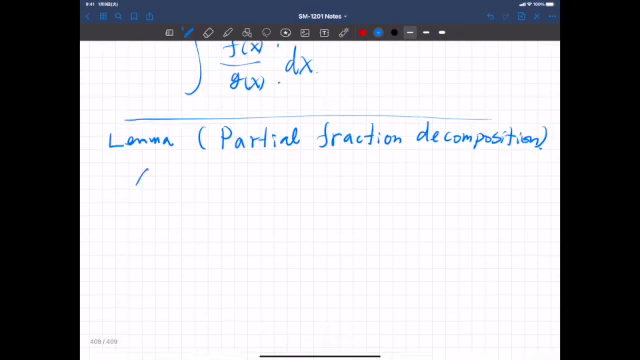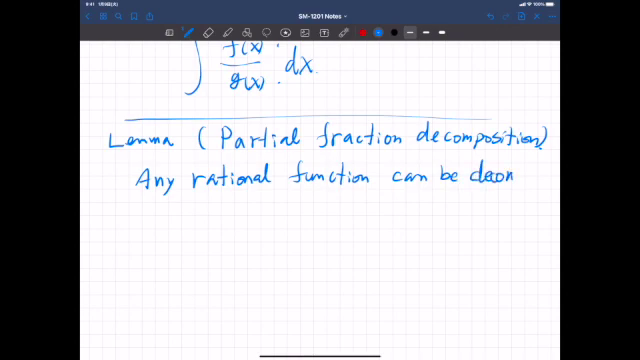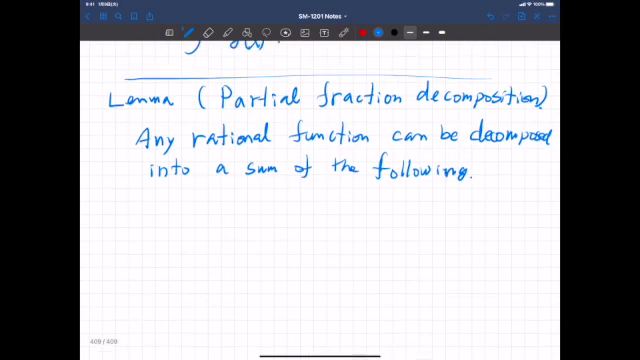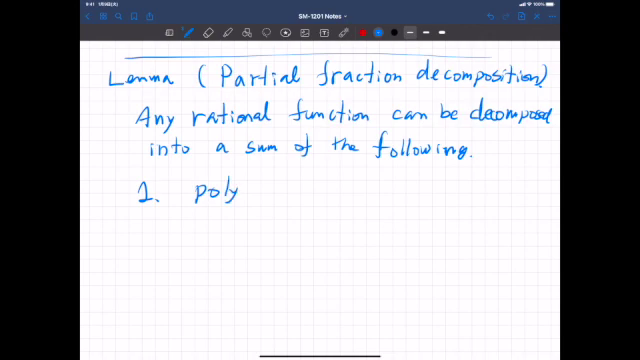Okay, so this says any rational function can be decomposed into a sum of the following three forms. Okay, first, polynomials. And second, something like this.